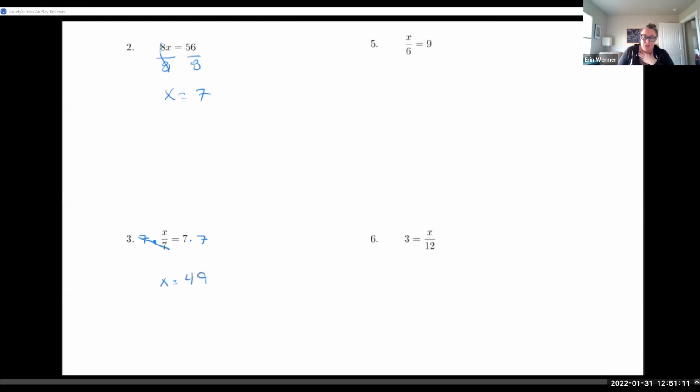This is a good place to check your work to make sure that you actually divided by the right amount. So again, the check here is 49 divided by 7. Well, that equals 7, so we're good, right? 49 divided by 7 is 7, so we're okay. So go and do 5 and 6, and then we'll talk about them.